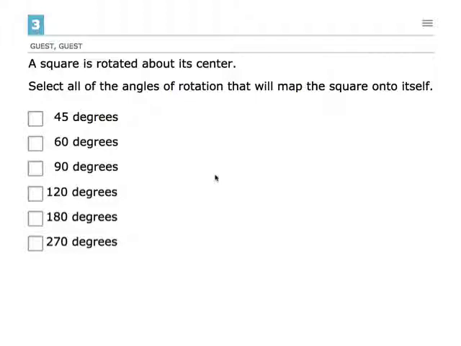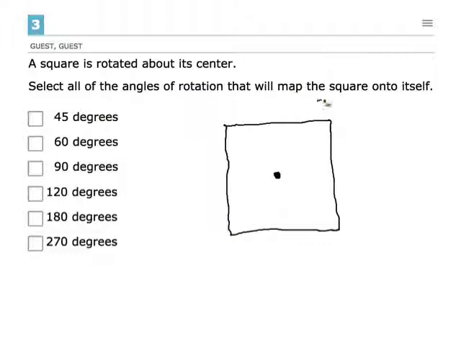Number 2. Number 3, a square is rotated about its center. Select all of the angles of rotation that will map the square onto itself. So if we have a square, let's see if I can draw a decent square. If we have a square, and here's the point of center. The square's rotated about its center, so it's like we put a pin in here and then just rotate the whole thing around. Okay? We're just rotating the whole thing.